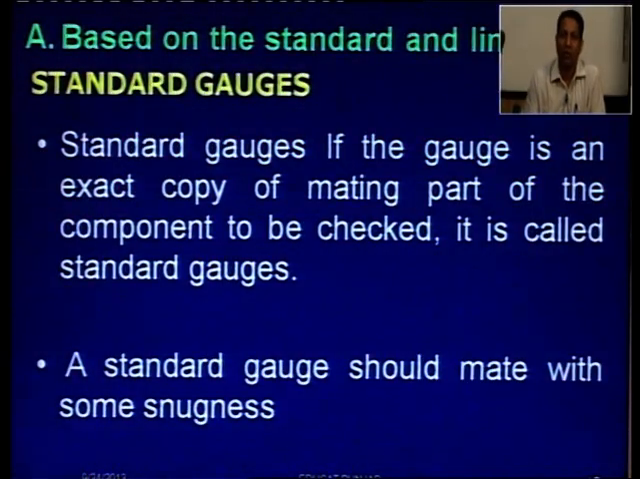First of all, based on the standard and limit. As we have discussed this, my dear friends, you have discussed this too. What are the standard gauges? What are the limit gauges? What are the go gauges? And what are the not go gauges? First of all, standard gauges. A standard gauge is an exact copy of the mating part, the part with which we have to mate. The standard gauge is the kind of exact copy of the mating part, and it is called a standard gauge.